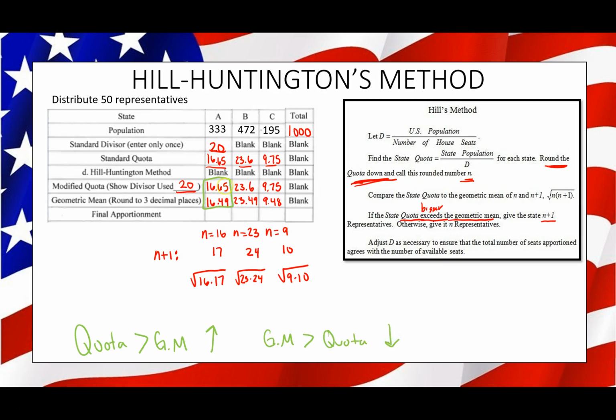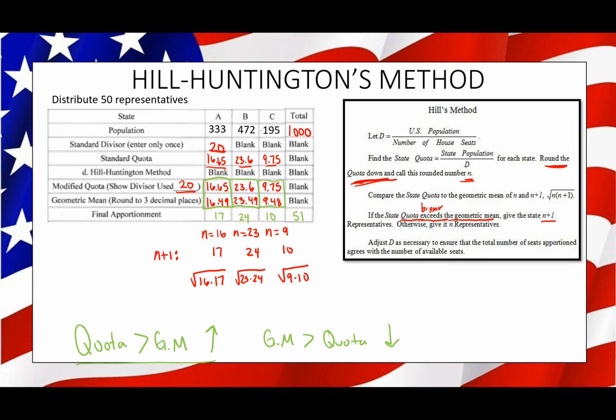Okay, in this case, our quota, the 16.65, is bigger than our geometric mean. It's this case right here. So we're going to round up. So that's going to give us a 17. Okay, 23.6 is bigger than a 23.49. See how the top is bigger? So we're going to round up again, and that's going to give us a 24. Okay, and here again, our top is bigger. The 9.75 is bigger, so we're going to round up. So that's going to be a 10. And unfortunately, when I add this up, I get 51, which is not what I want.